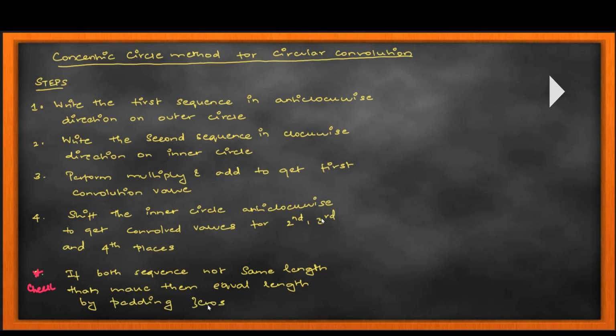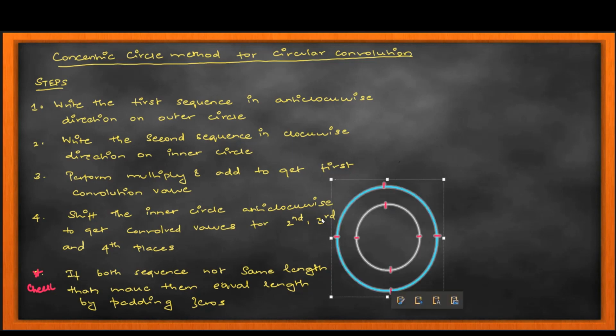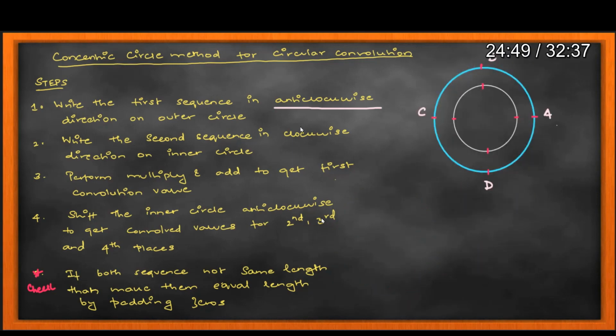Alright, so this is how you get all the values, and if they are not of the same length, you do the zero padding, which is something I already told you. So now let me just quickly show you. My outer sequence is written in anti-clockwise.